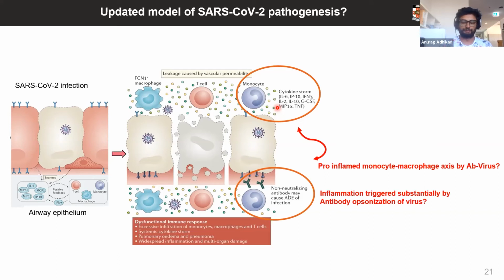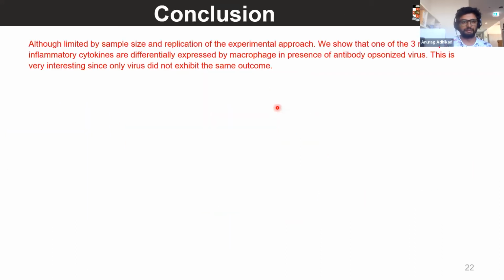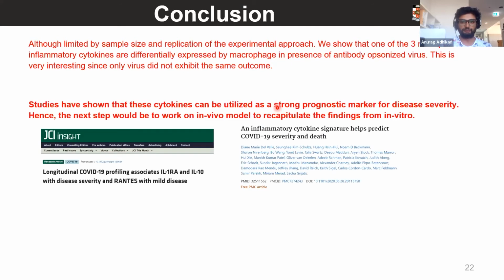And then, of course, once you have an antibody response after a vaccination or infection, can these antibodies mediate a protective versus pathogenic response? That's what we want to ask. As a conclusion, of course, this is limited by sample size. But there are a few studies that I have cited here that have consistently shown these cytokines as a marker of disease severity.